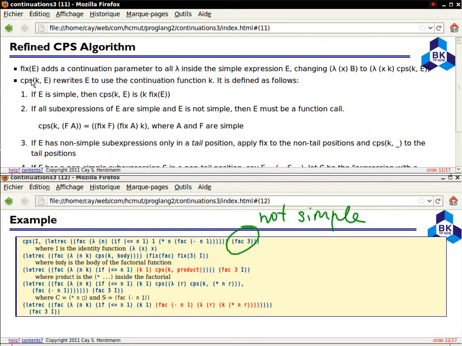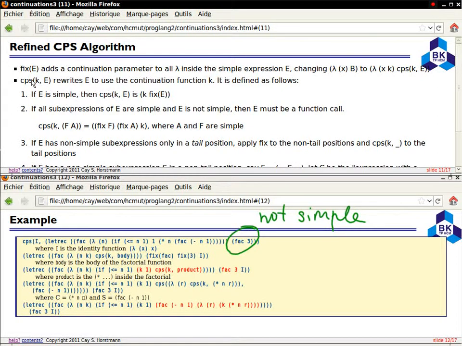Well, the conclusion says, and then it must be a function call. Well, it's not a function call because it says letrec. And in fact, this thing is a non-simple sub-expression. If it has non-simple sub-expressions only in a tail position, well, this thing is non-simple. Let's look at the other sub-expressions. Well, this thing is a lambda, so that's simple. And so it does, in fact, have a non-simple sub-expression in a tail position.